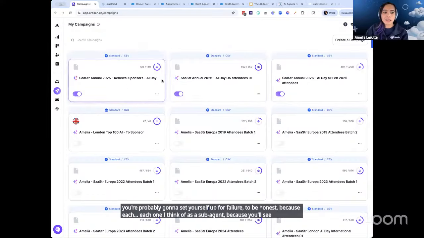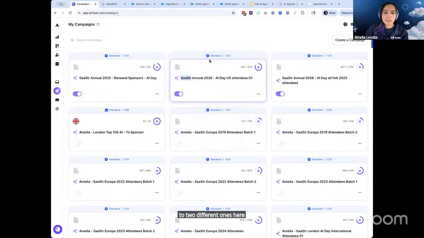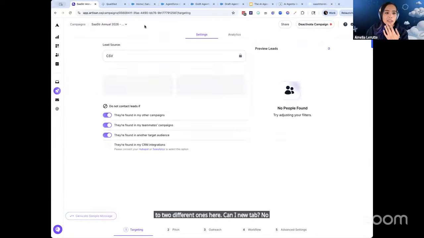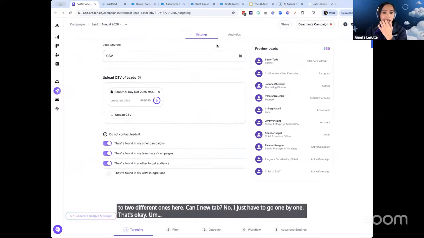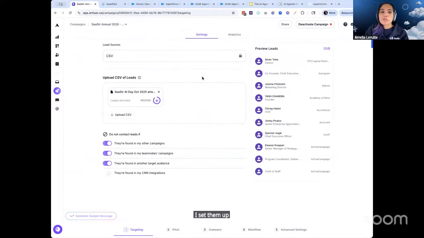Each one I think of as a sub agent, because you'll see I'll click into two different ones here. Can I new tab? No, I'll just have to go one by one. That's okay. I set them up extremely differently, so they're all trained differently.